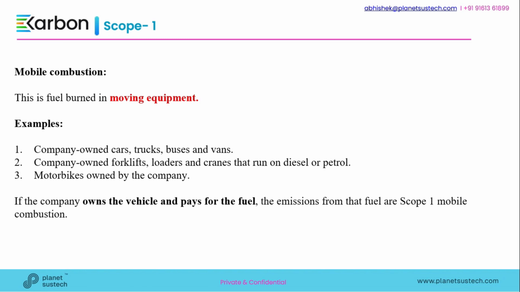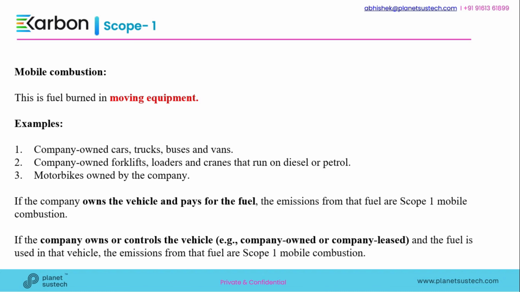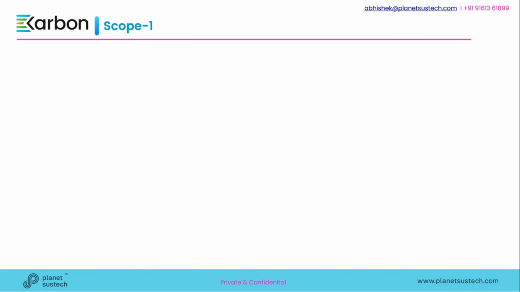More tricky examples. If the company owns the vehicle and pays for the fuel, the emissions from that fuel are Scope 1 mobile combustion. If the company owns or controls the vehicle, example company owned or company leased, and the fuel is used in that vehicle, the emissions from that fuel are Scope 1 mobile combustion.